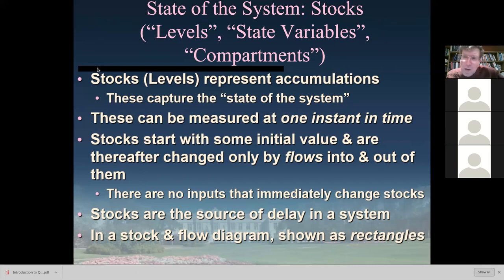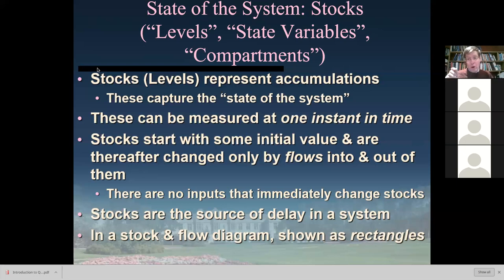And after that, we don't need to directly specify rules for their evolution. It's implied. And whence is it implied? How is it implied? It's implied by the flows that flow into and out of them, okay? We just specify the initial value. After that, it's all up to the flows. We don't write an equation for how the stock evolves over time. That's all given by the flows. It's all induced. It's all entailed by the values of the flows.